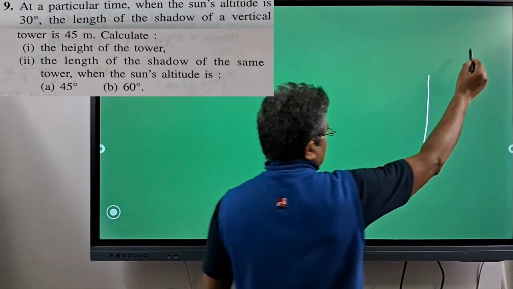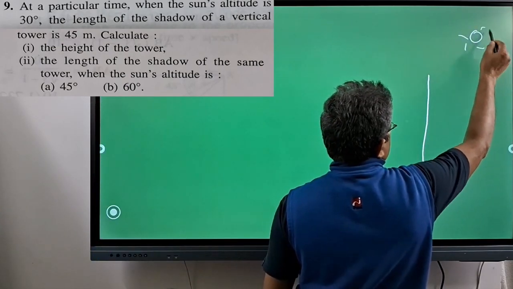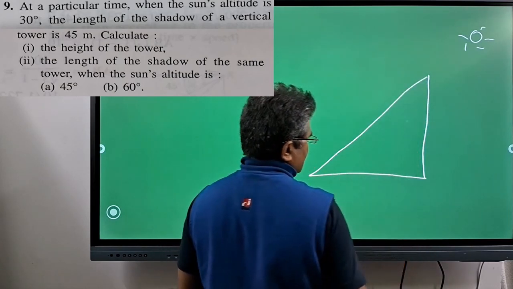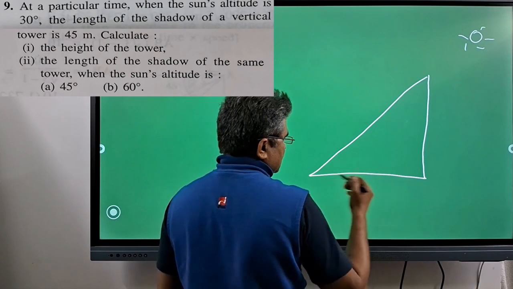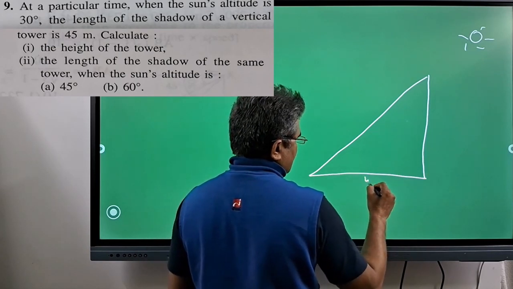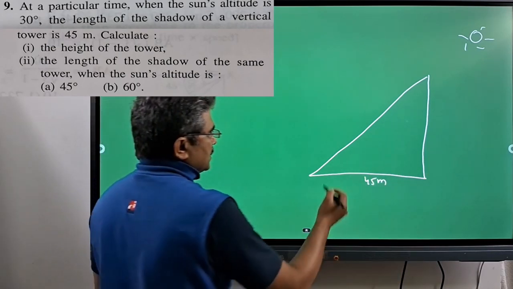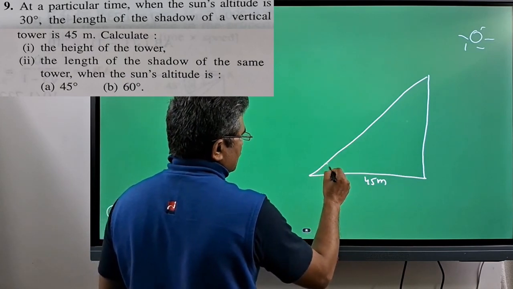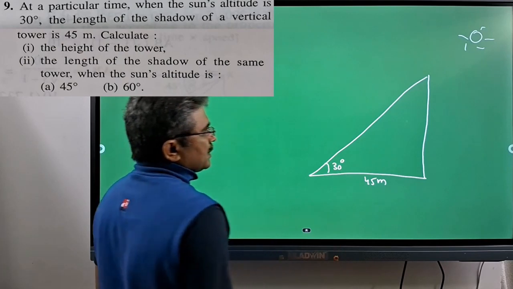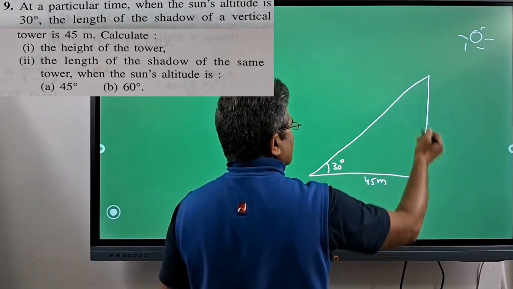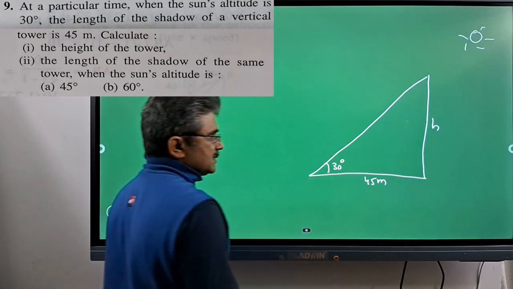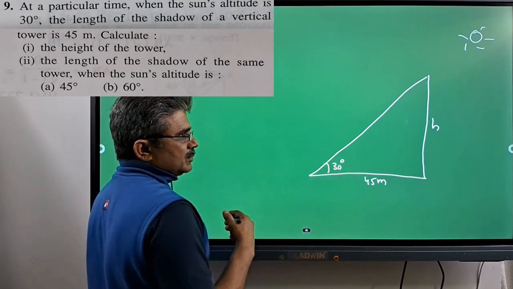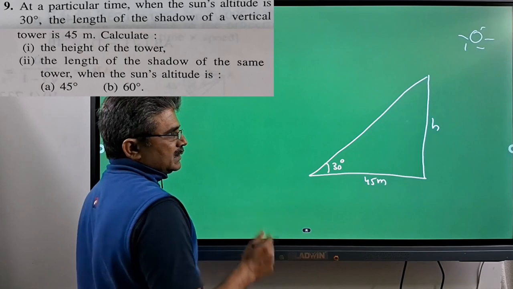Because of the sun's light, it cast a shadow of the tower whose length is 45 meters, and the angle of elevation of the sun at this shadow will be 30 degrees. We need to find out the height of the tower, and at the same time, for the next two elevations also, we need to find the shadow length.